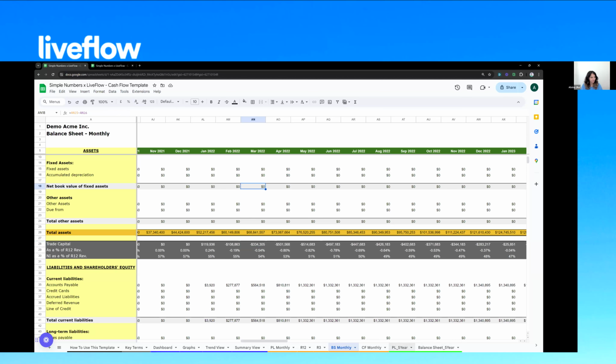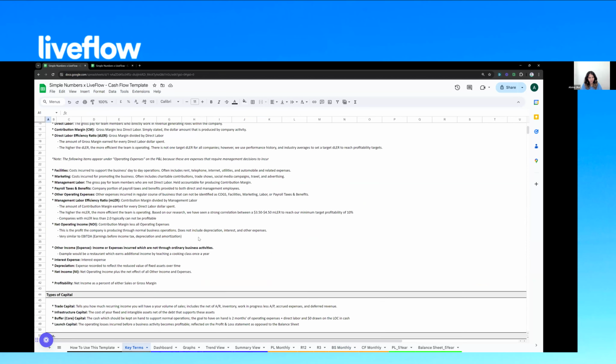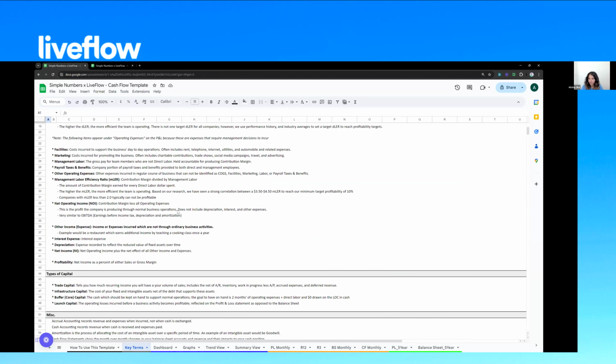Yeah, and just to address a few open questions on LiveFlow, I think someone asked if the template has some of the terms that Greg and Marcus have mentioned. So we do have a glossary right here, all the key terms, many of which Greg has touched upon today.